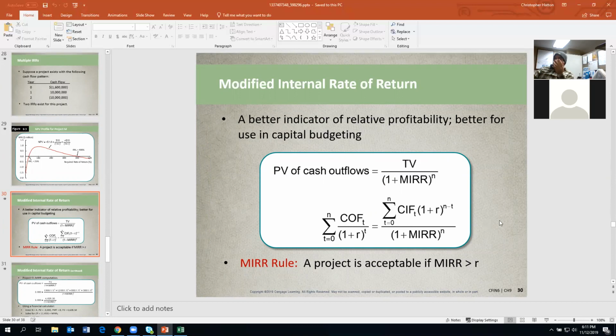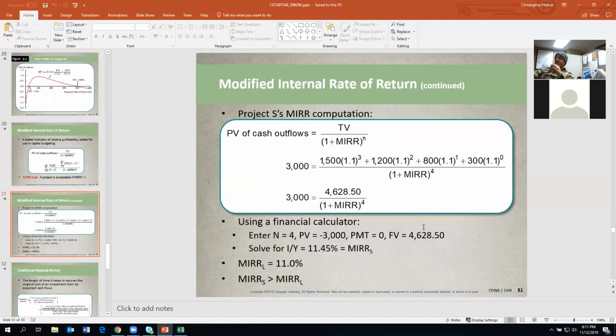So we have cash inflows and cash outflows. That's what COF and CIF are. So the modified internal rate of return rule is that a project is acceptable if your modified internal rate of return is greater than the required rate of return by your firm. This is just showing how to calculate, and then you can use the build that we use also, and I'm going to show you how to do it both ways, so you'll know how to do it either way, and whichever is easiest for you, use that one.